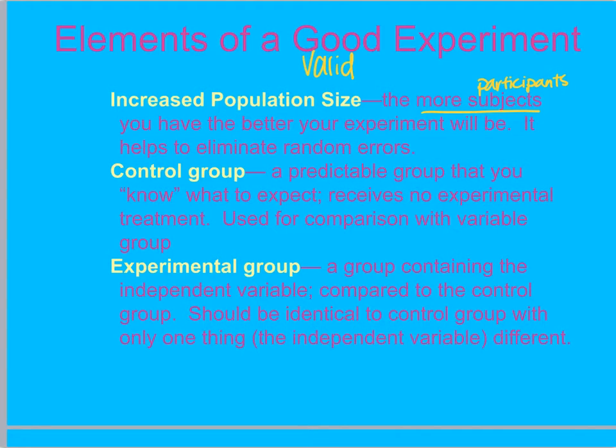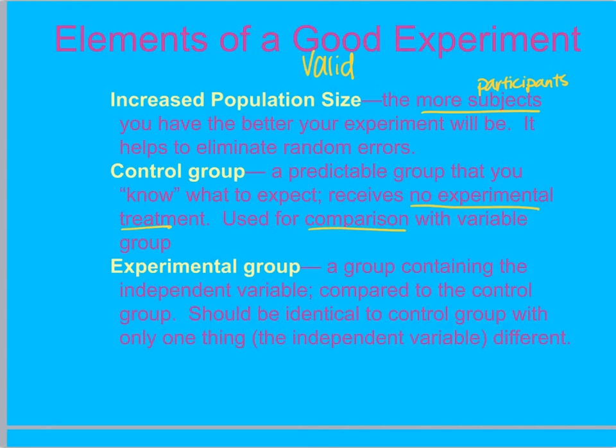It helps eliminate random errors. Like we talked about earlier, if 1 out of 10 people get COVID-19 versus 1 out of 100, that's 10% versus 1% of your results being messed up. So it will be better to have more people. Control group, that's a predictable group. You know what to expect. So it receives no experimental treatment, and it's used to compare with a variable group.